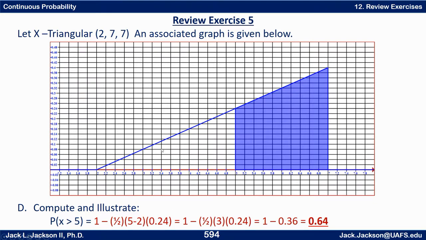The base of this unshaded triangle here goes from 2 to 5. So that's a length of 3 for the base. The 1/2 is part of the formula for the area of a triangle. And the height we can find by doing PDF of 5. If we had the formula, we could plug in 5. Here we can actually go up and read the y value off. Turns out to be a nice number there, 0.24. So 1/2 times 3 times 0.24 is 0.36. Subtract that from 1, which is 0.64. So the 0.36 is the unshaded triangle, and the 0.64 is the area or probability that we're looking for.